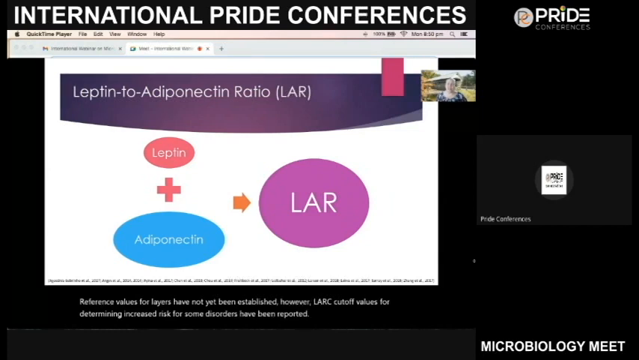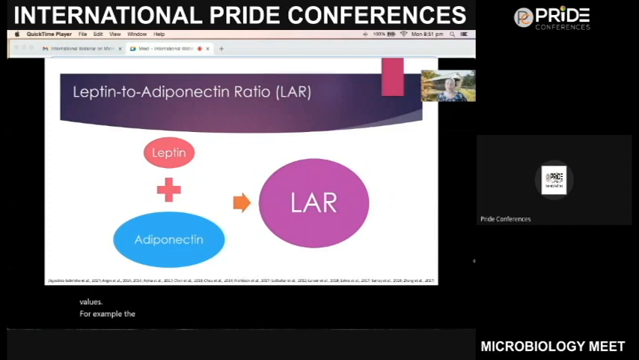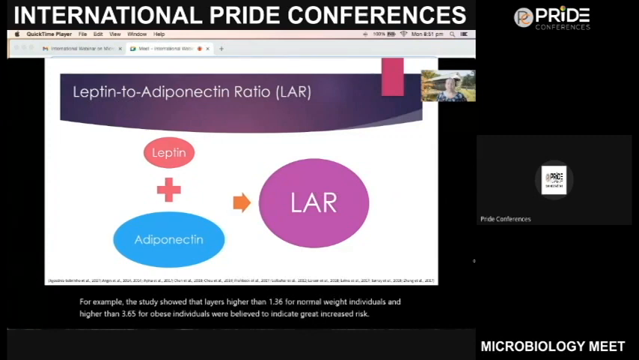In a 2018 study by Larson and colleagues, individuals with LARs above the cutoff values were up to 8 times more likely to have metabolic disturbances like insulin resistance, leptin resistance, or delayed triglyceride clearance than those with LARs under the cutoff values. For example, the study showed that LARs higher than 1.36 for normal weight individuals and higher than 3.65 for obese individuals were believed to indicate greatly increased risk for pathologically delayed triglyceride clearance.